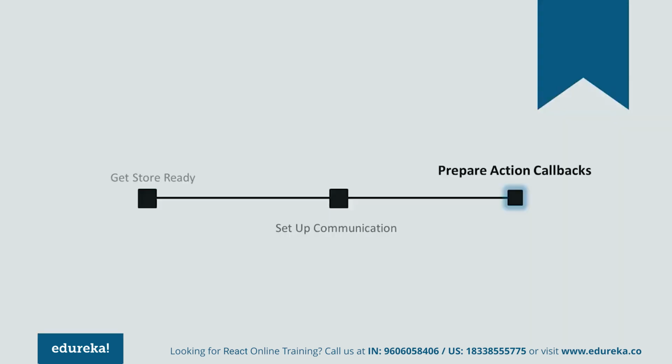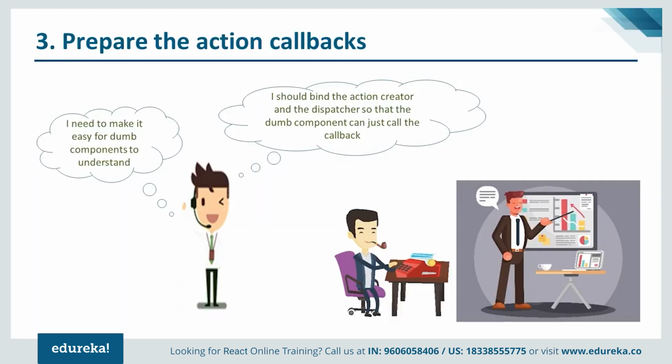Now after these two steps have been done, the final step is to prepare for the action callbacks. Now let's see what will happen. Now this is the view part. In the previous slide we saw that the view part is getting the updates. What it is saying is that I need to make it easy for the dumb components to understand. So it will bind the action creator and the dispatcher, because both of these are the views and this is the action.